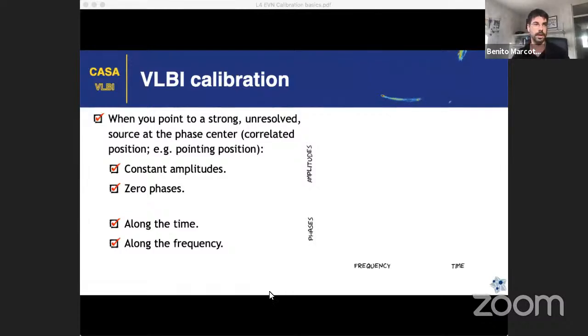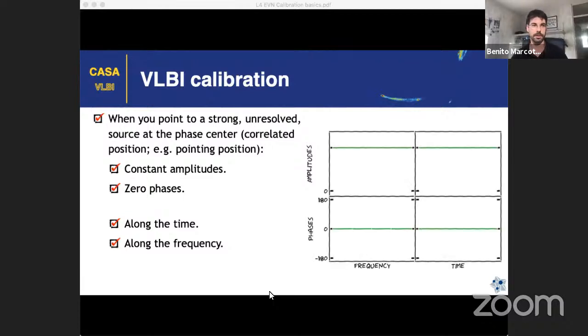Now we will focus on the data calibration steps. This is what you will expect for a strong source and a particular baseline. Both versus frequency and time, the amplitude should always be constant at a level which is the flux of the source, and you will always expect phases around zero. Okay, you will always have some noise there, but around zero.